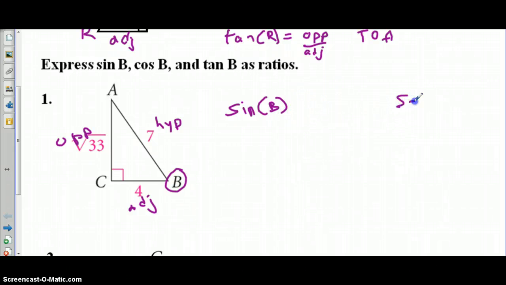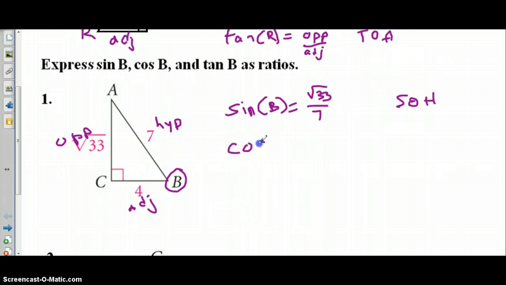To express the ratio, the sine of angle B, if we use the acronym SOH, that's the opposite side divided by the hypotenuse. The opposite side from angle B is the square root of 33, so the sine of angle B is equal to the opposite side, the square root of 33, over the hypotenuse, and the hypotenuse is 7.